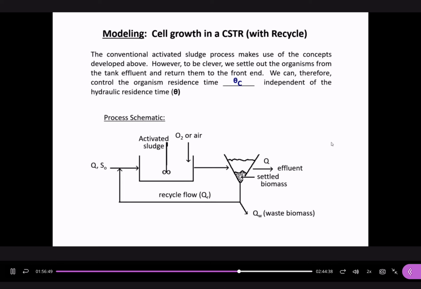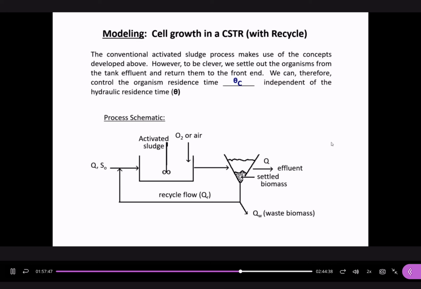So here we have another important definition: cell residence time, theta C. It has a lot of names: cell residence time, or solids retention time, etc. But it's the same thing. Theta C, subscript C for cell. HRT we now call theta, which is hydraulic retention time. Theta is HRT. Theta C is cell residence time.